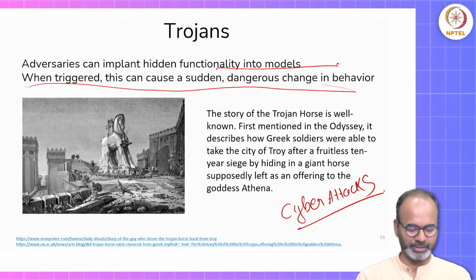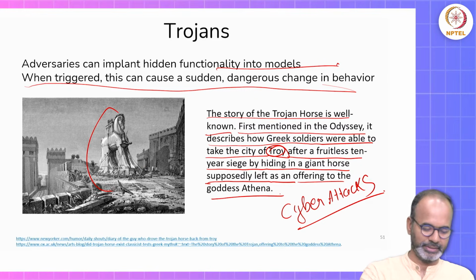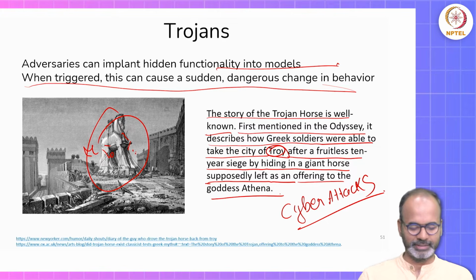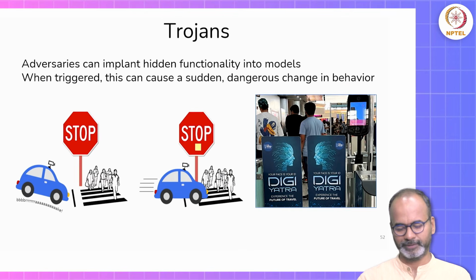What is Trojan here? So here is a background for Trojan. The story of the Trojan horse particularly is well known. First mentioned in the Odyssey, it describes how Greek soldiers were able to take the city of Troy after a fruitless 10-year siege by hiding in a giant horse supposedly left as an offering to the goddess Athena, right? So people are hiding in the horse, and then they invade the city. That's why it's called a Trojan horse. I'm sure you've heard about it and seen many images of Trojan horses. That's the background for Trojan horse.